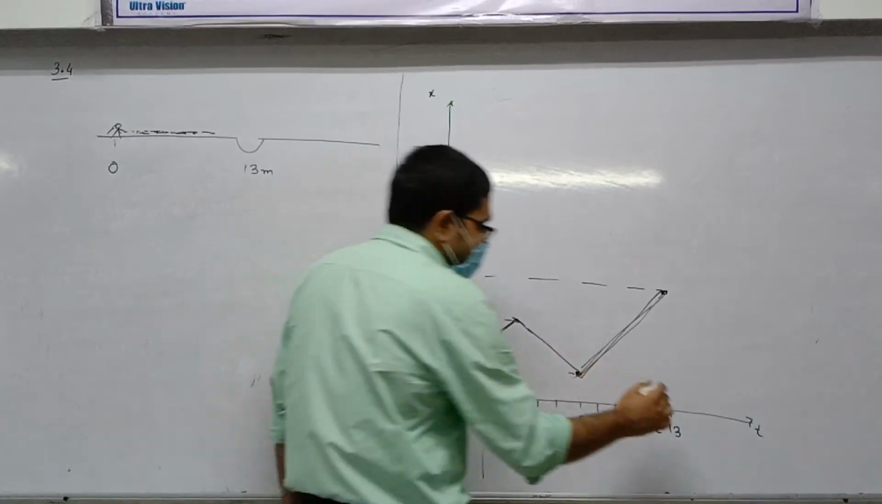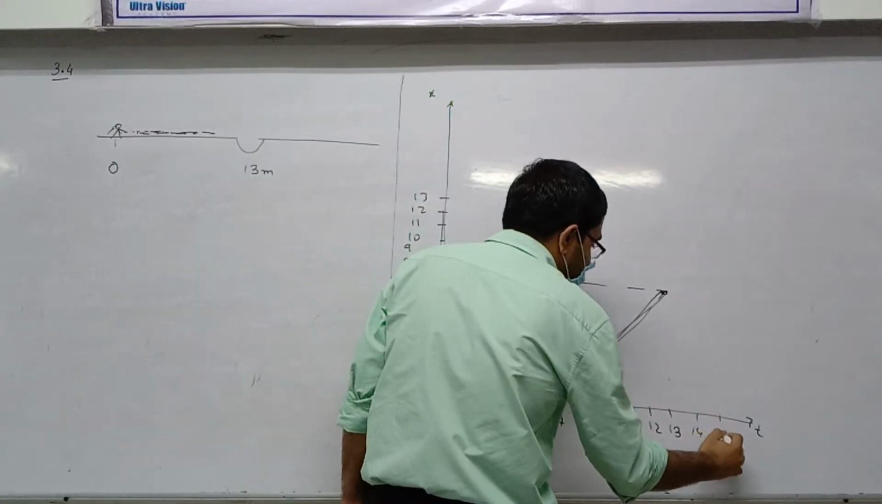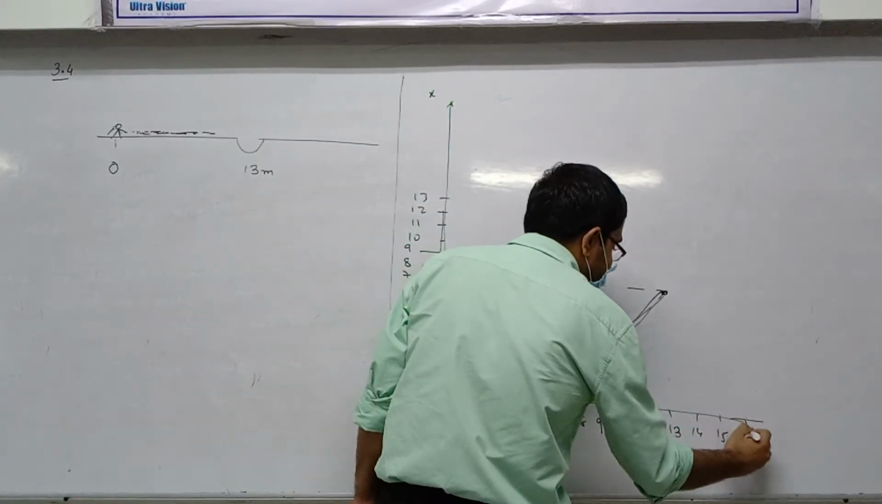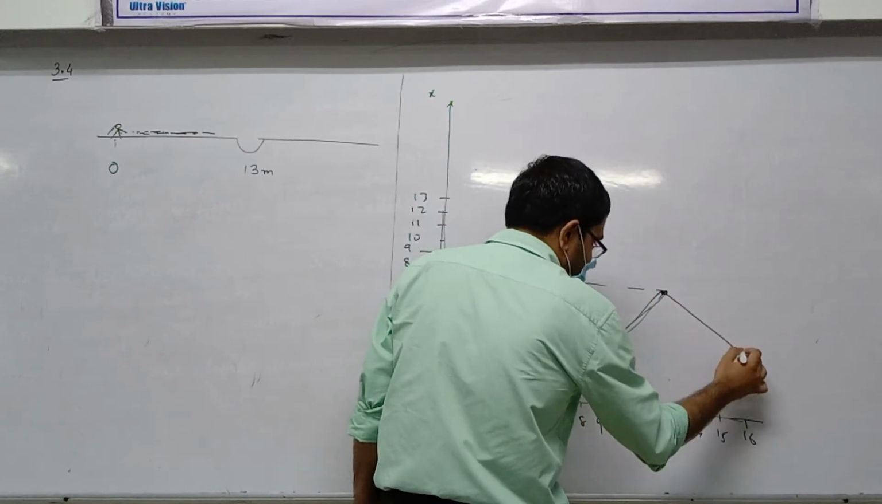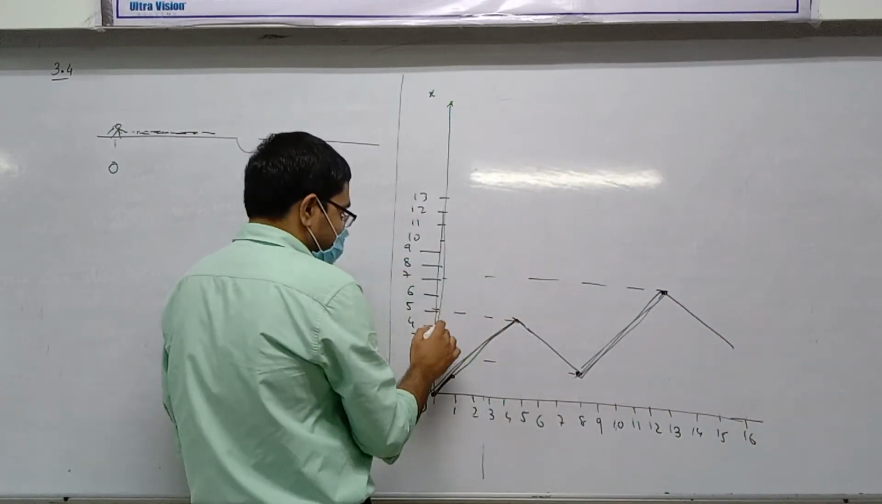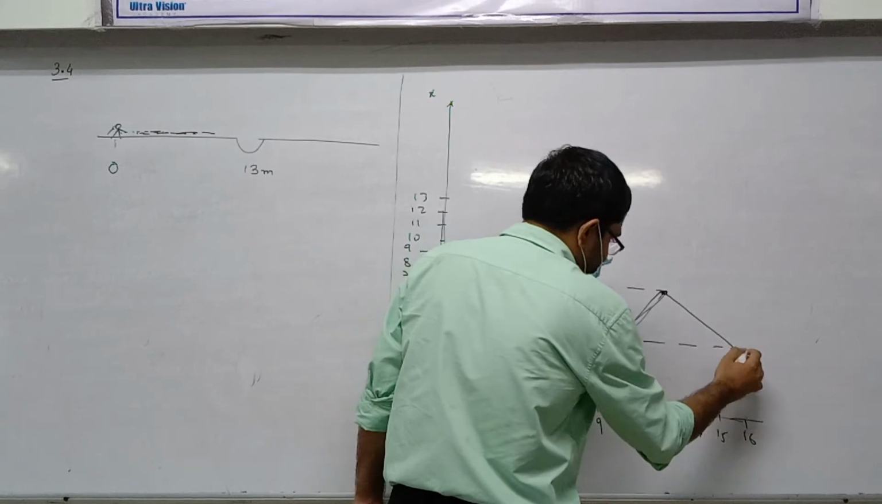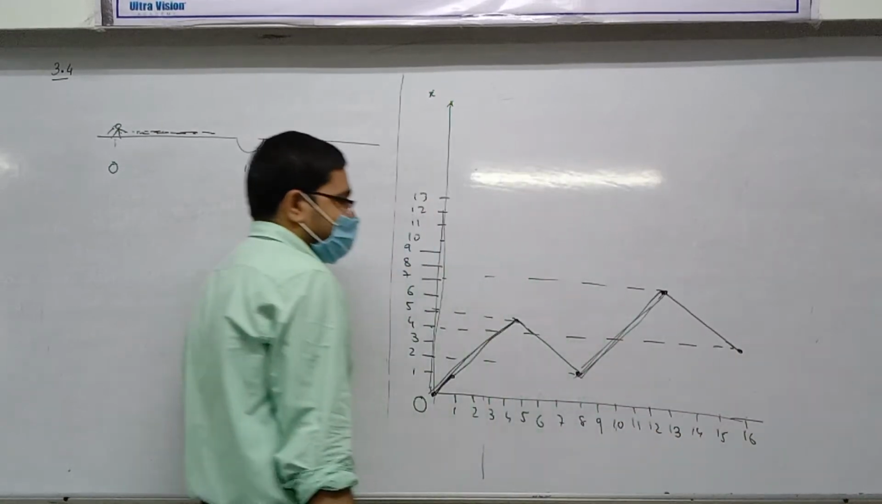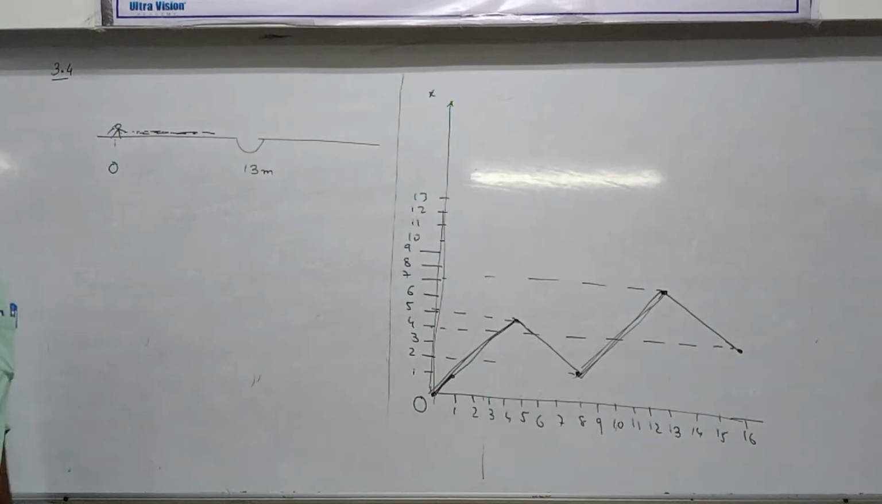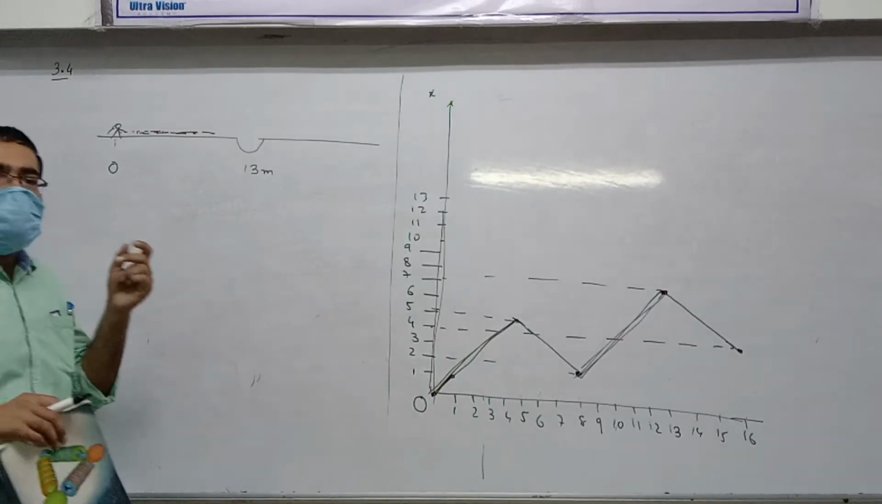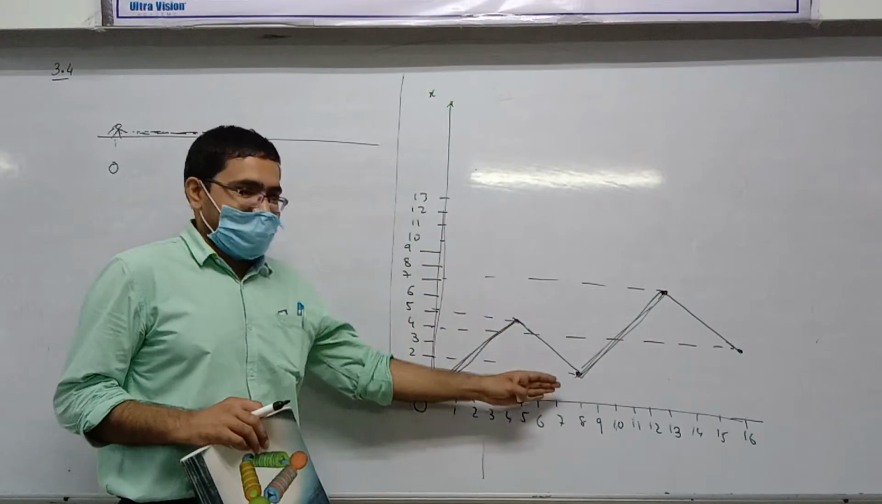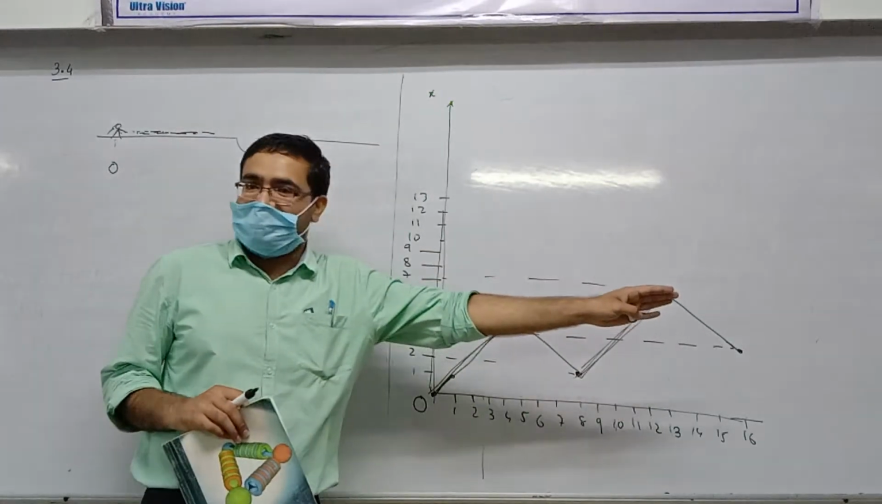And at that time, T will be how much? 60. Yes or no? Yes. 3 steps backwards, so 4 to 6. Understood? Everything clear so far? Yes. Or not clear? Yes. 5 forward, 3 back. That's how it is going on.